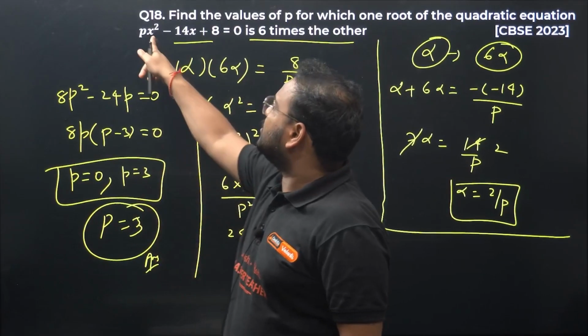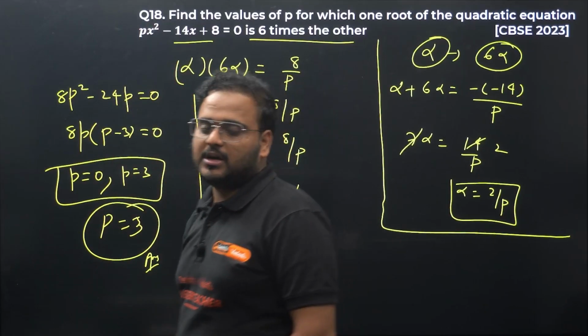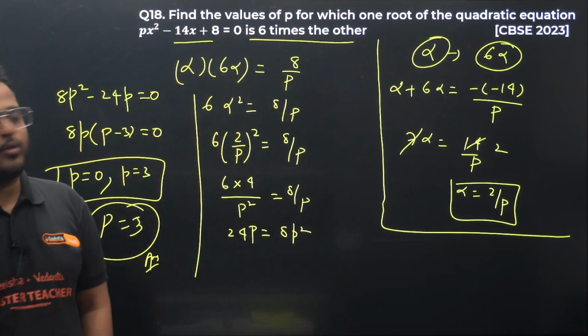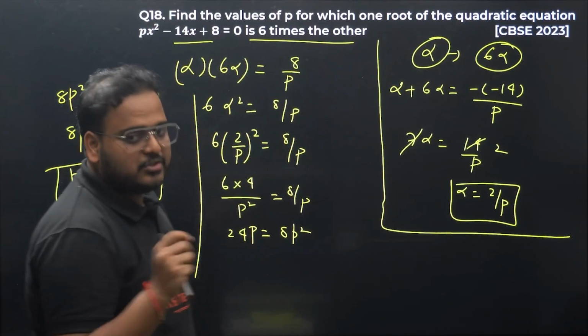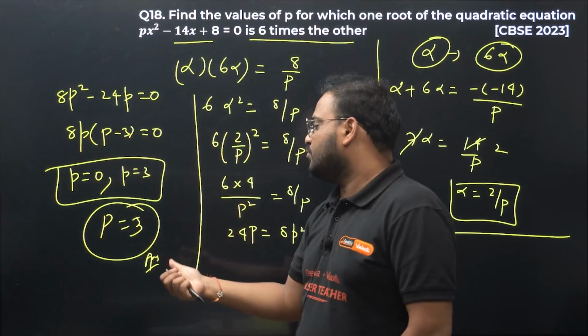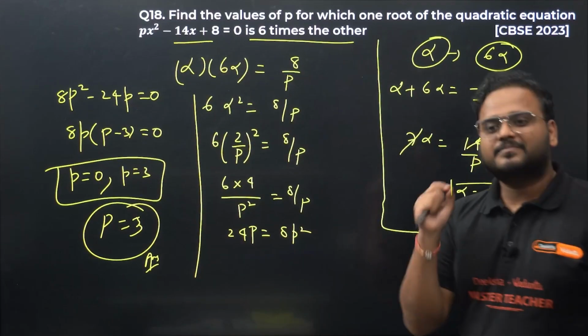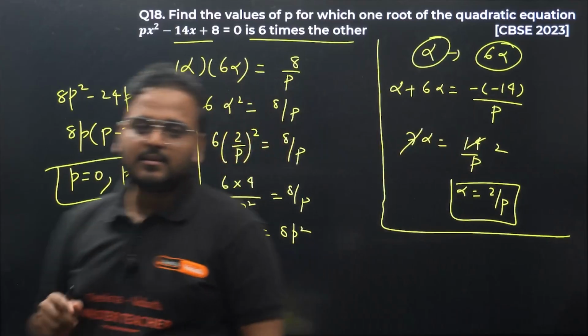Because if you take p value as 0, now it will become what? 0 into x square. Answer is 0. It's not a quadratic anymore. So you cannot take p value as 0. Answer will be simply p equal to 3. Is that clear? I hope this is clear. Okay, let's move on then. All right.